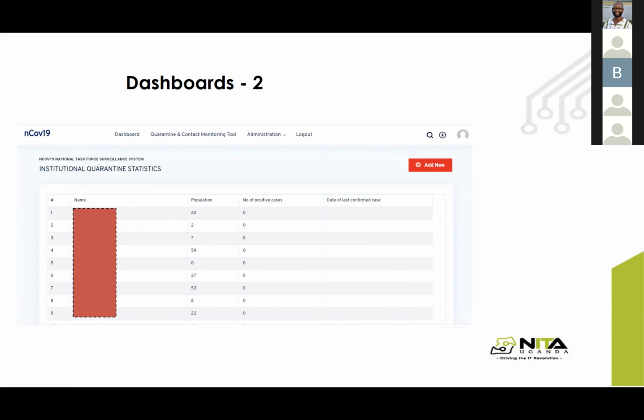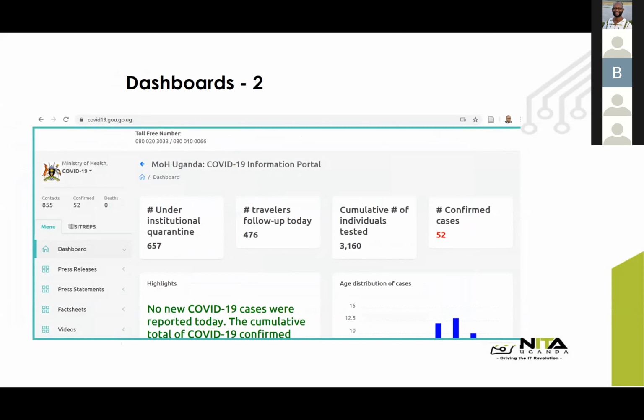The other dashboard, now this is not very nice looking like Maureen's dashboards, but this is actually the main dashboard that the government is using right now. Even journalists are getting figures from this dashboard. Confirmed cases so far in Uganda, 52, and then the other details, as you can see.